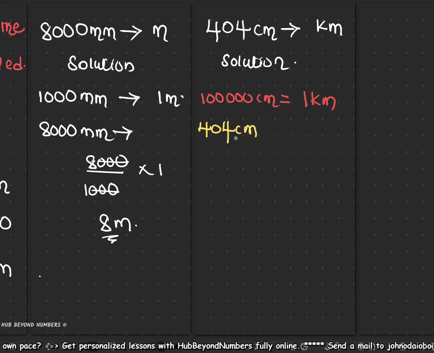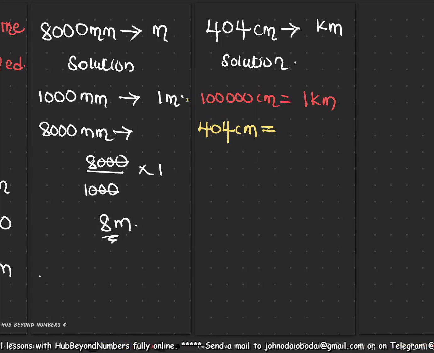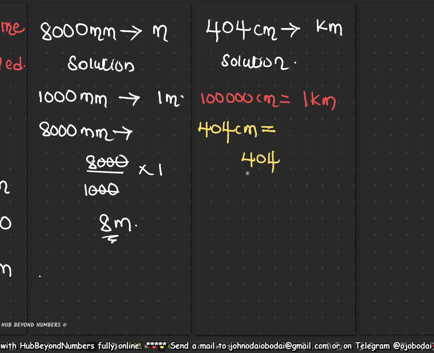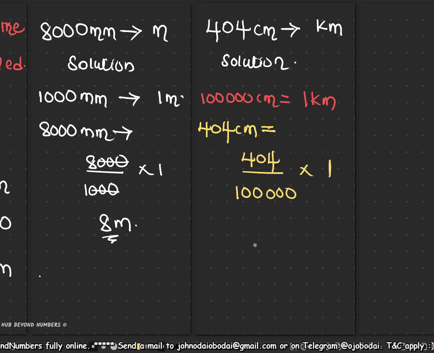What do we think? Are we going to get more kilometers, or are we going to get less kilometers? We are certainly going to get less. If less, more divide. The more is divided. This here is the more. So you are going to get 404 all over 100,000 times 1.